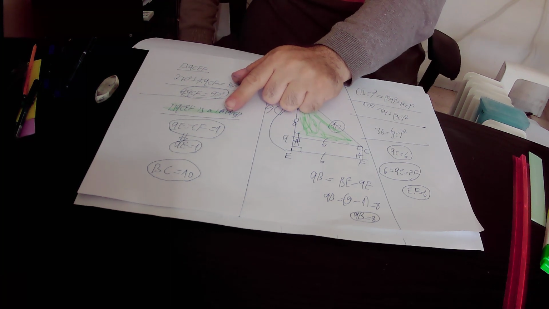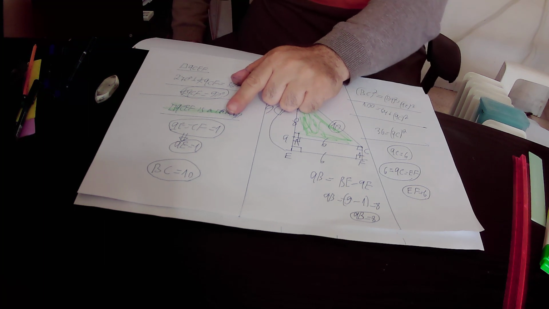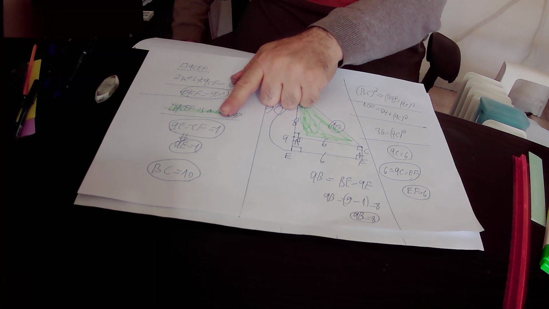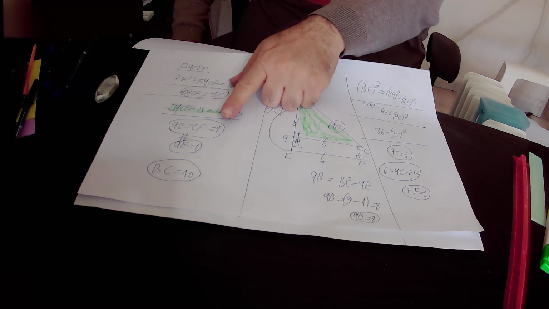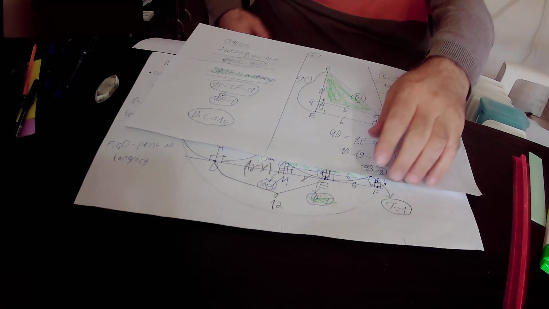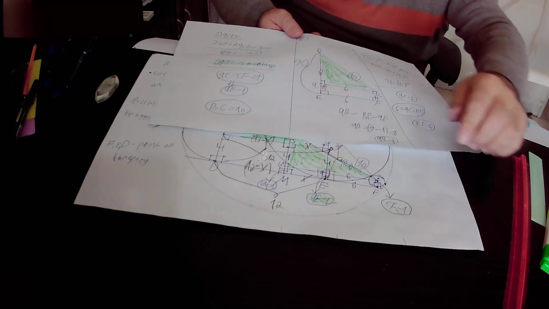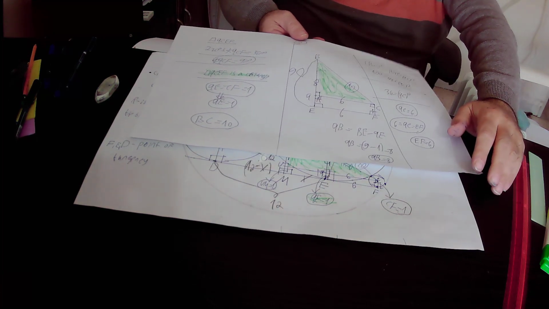From this equation, QC equals CF equals 1, we will conclude that QE is also equal to 1. So we can write here that QE equals 1 unit.